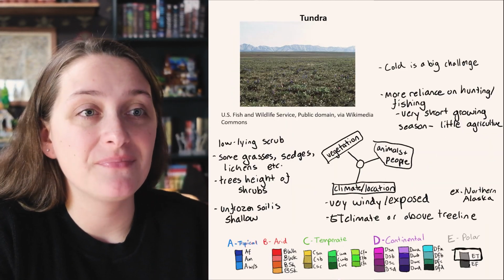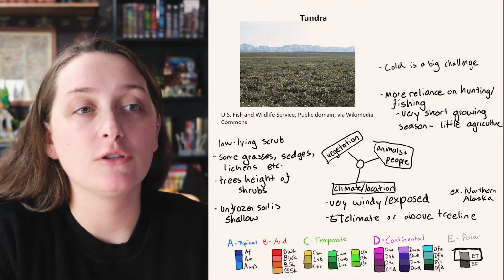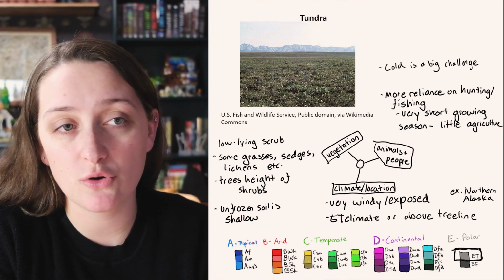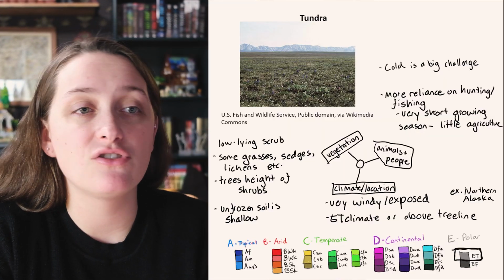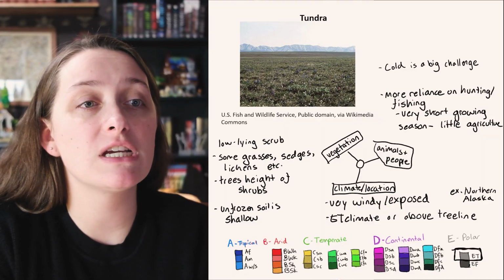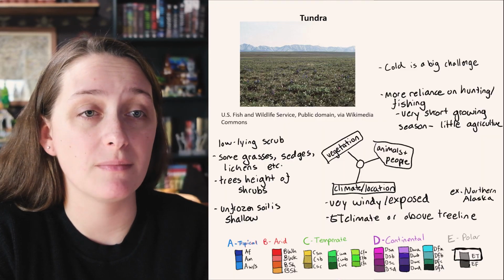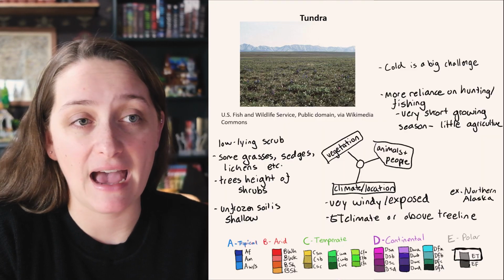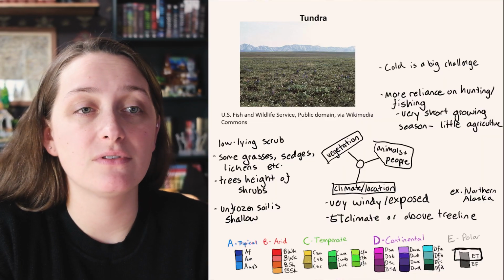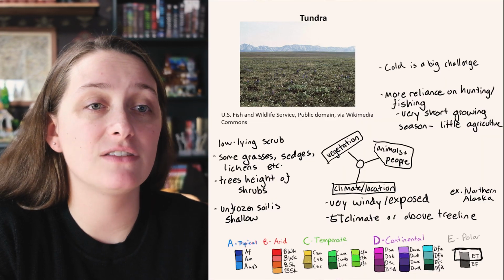Next is tundra. And this is going to be low-lying small scrubs that can be continuous, discontinuous, or grouped. You will see occasional grasses, sedges, forbs, lichens, and trees, but the trees will only grow as tall as shrubs here, like willows and alders. There's going to be a very short growing season, and the unfrozen soil is shallow, and it's very windy here.